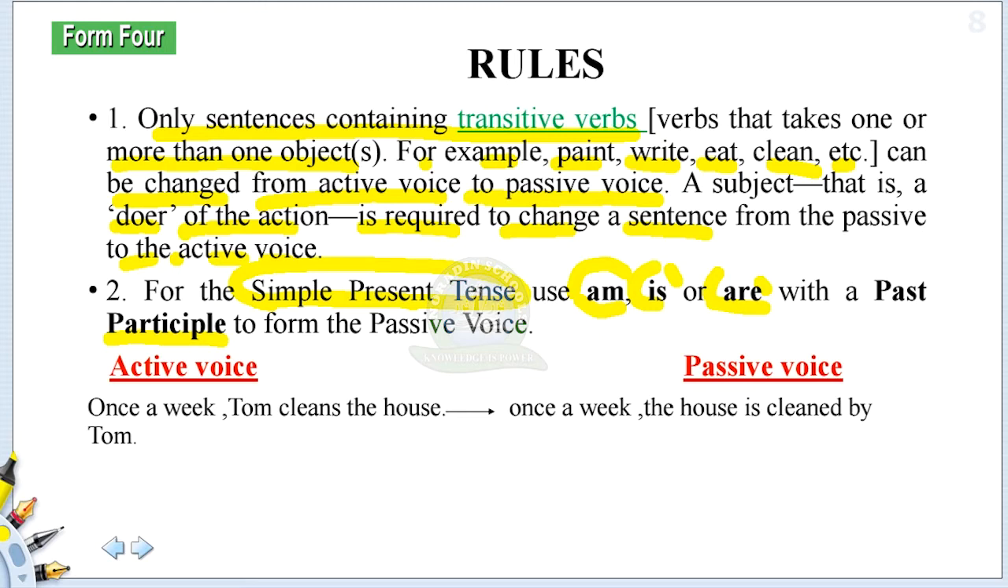"Once a week" signals the simple present tense, because it always happens once a week. Once a week, Tom cleans the house. It's an active voice, not a passive voice. We want to change it into passive voice: once a week, the house is cleaned by Tom. So this is passive voice. Tom is the subject, clean is the verb, and the house is the object. So when you change it, begin with the object: the house is cleaned by Tom.